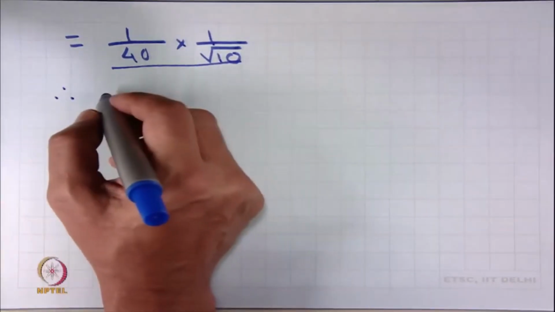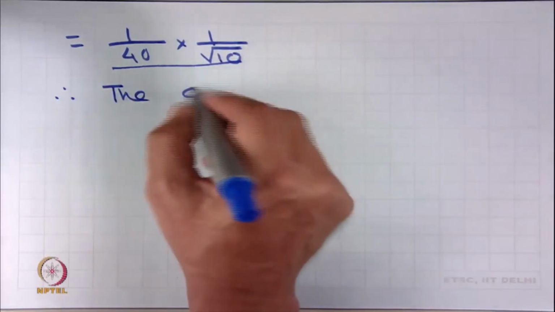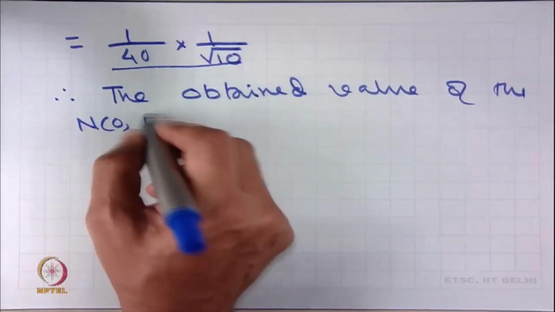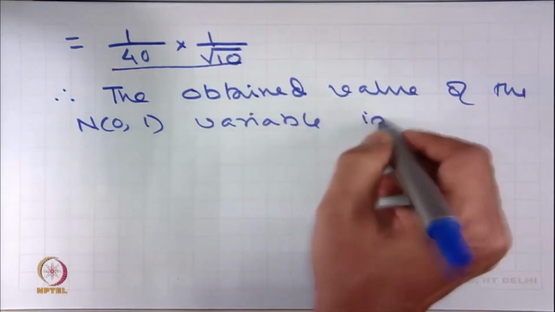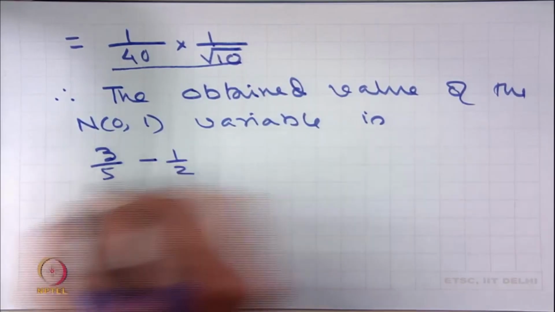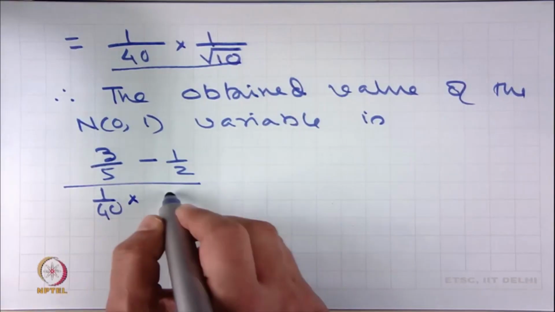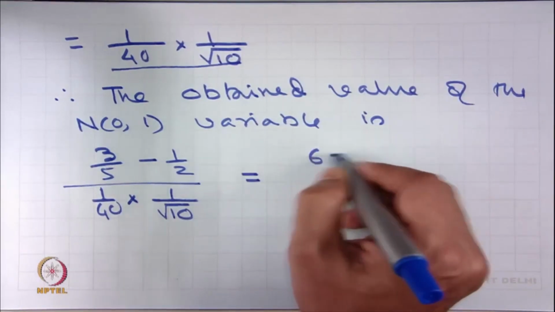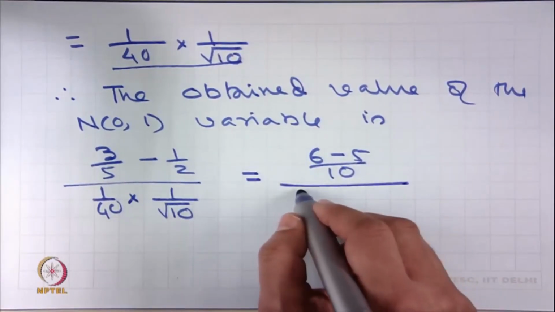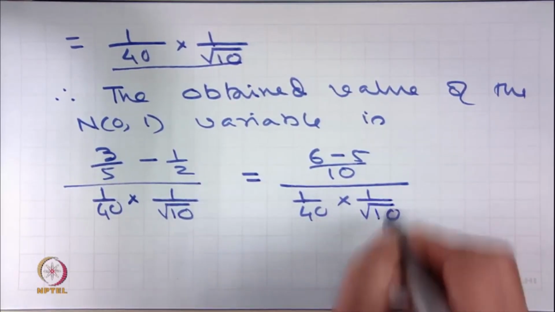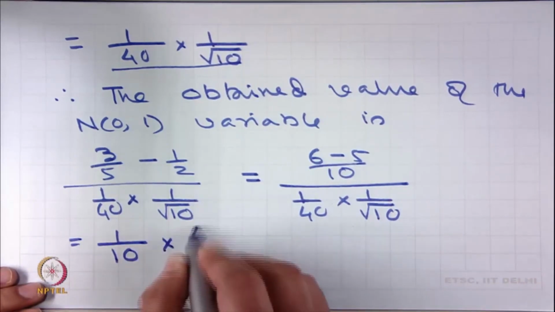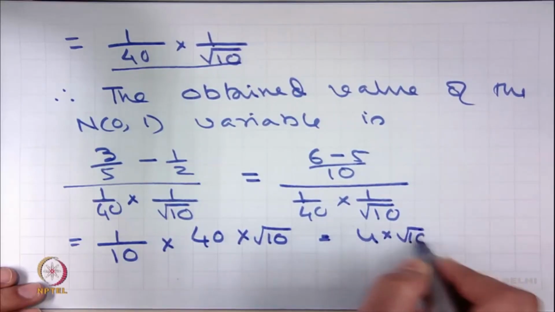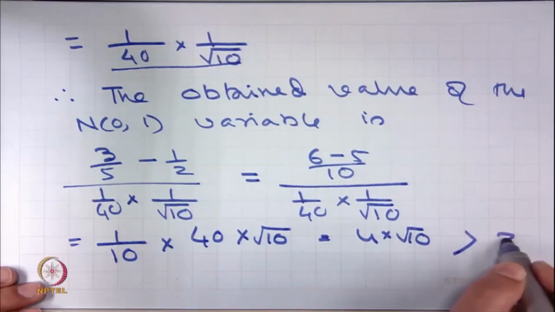Therefore, the obtained value of the normal 0, 1 variable is (3 by 5 minus half) upon 1 by 40 into 1 by root 10, which is equal to (6 minus 5) upon 10 divided by 1 upon 40 into 1 upon root 10, which is equal to 1 upon 10 into 40 into root 10, which is equal to 4 into root 10, and which is much greater than 3.